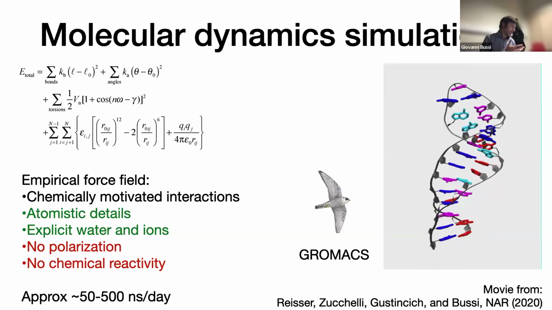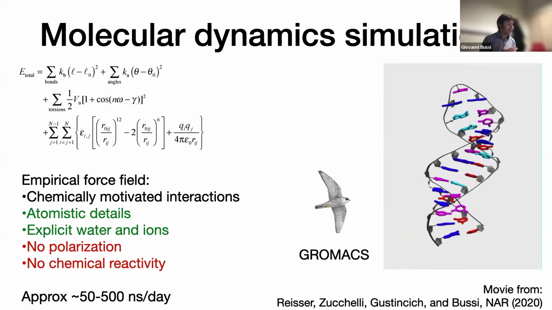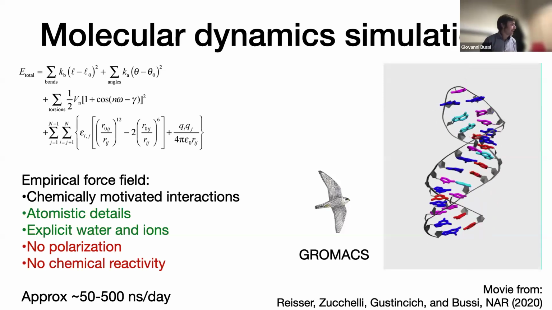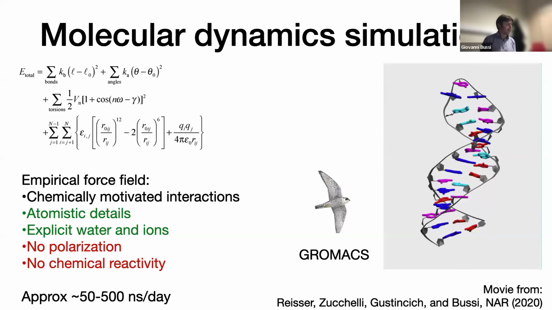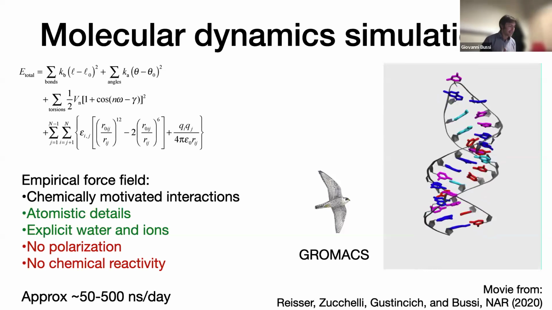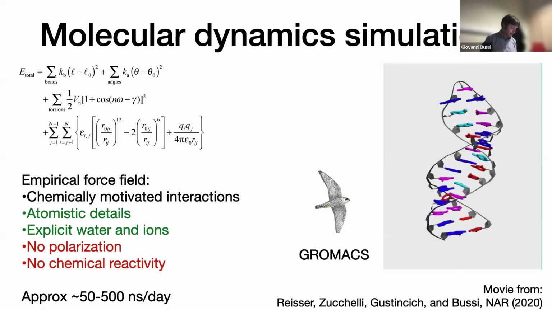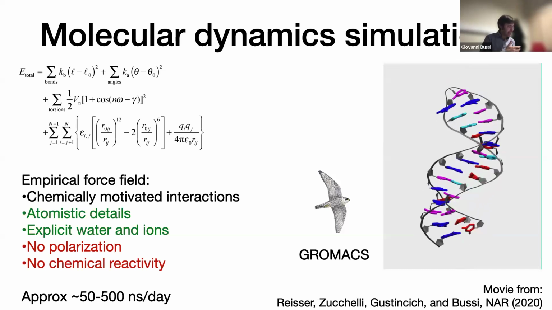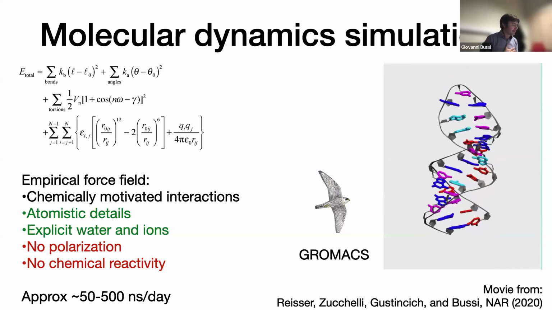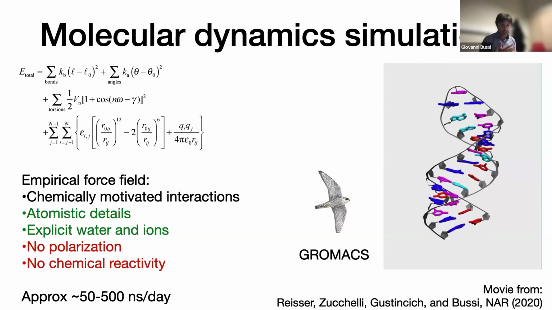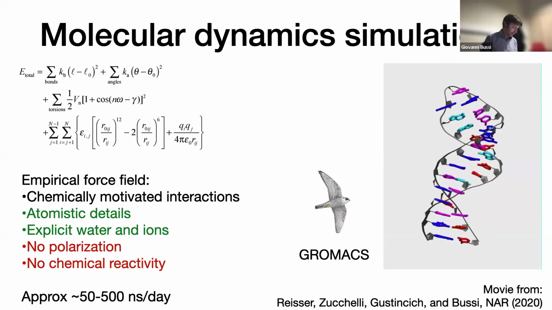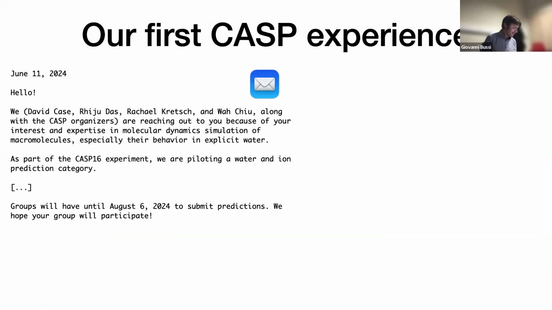The interactions are parameterized, motivated on the chemistry, and we do not include polarization effects or chemical reactivity. So this is a standard pairwise additive force field. In particular, we use the Amber force field. With this type of settings, we can reach timescales of approximately hundreds of nanoseconds per day, or microseconds, maybe, depending on system size.